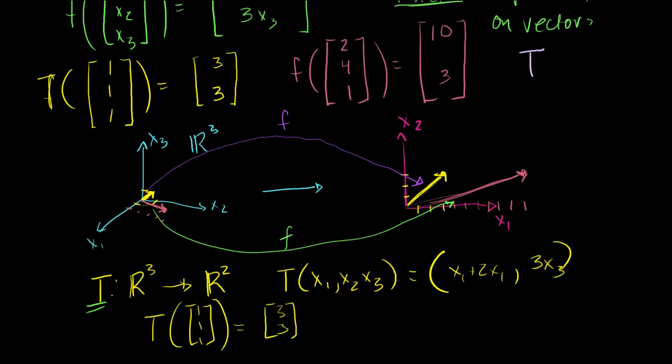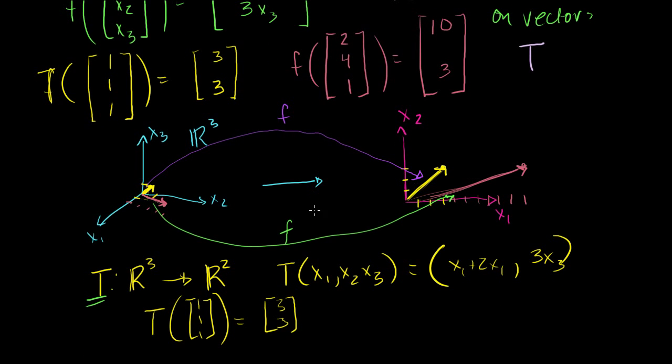But hopefully by watching this video, you at least have a sense that you can apply functions to vectors. And in the linear algebra world, we tend to call those transformations. And hopefully this example right here gives you at least a visual representation of why it's called a transformation. We're transforming from one vector to another.